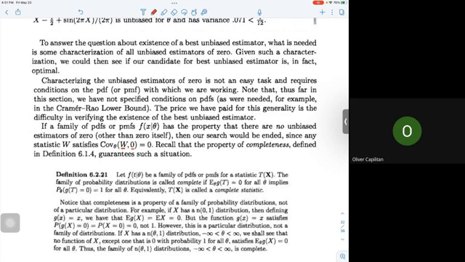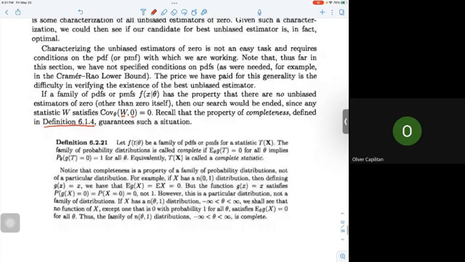So recall the property of completeness defined in definition 6.1.4. Hinahanap ko ito sa book, saan itong 6.1.4. Parang mali yata. Ito yung nakita ko na definition, 6.2.21, talking about completeness of the family of PDFs. Nilitan ko lang para ma-recall natin.